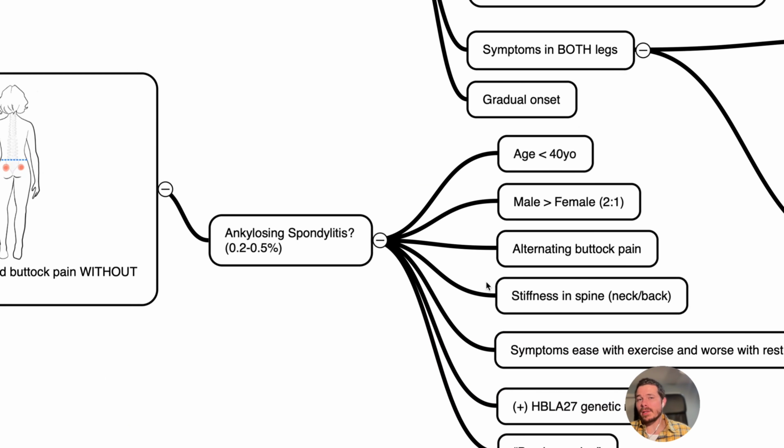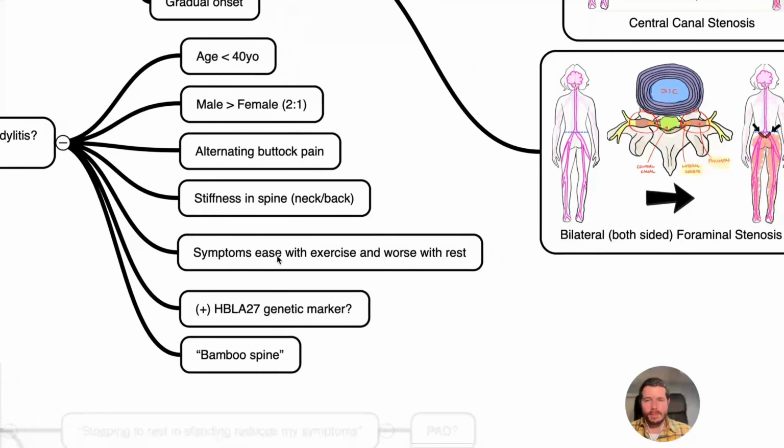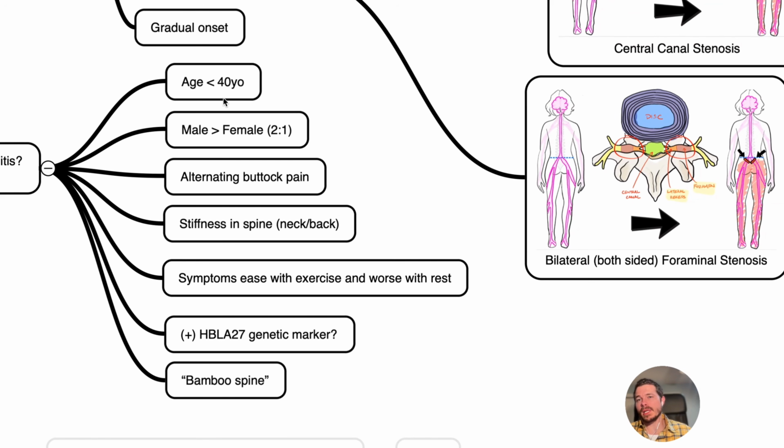You have something called ankylosing spondylitis. Again, not very common. 0.2 to 0.5% of folks. This is usually in folks who are younger, age less than 40 years old. It's twice as common in males as it is females. The buttock pain is alternating. It's here, and then it goes to one side, and it comes back, right? It kind of shifts around. There is stiffness, often just in general in the spine, loss of motion. Symptoms often ease with exercise and are worse with rest.